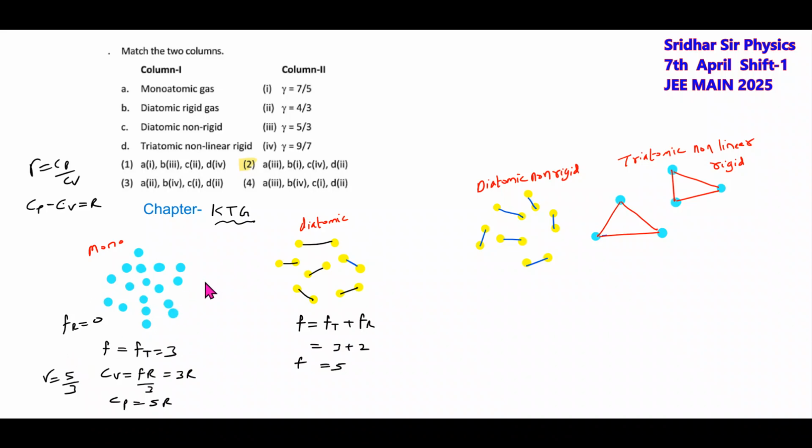This is for monoatomic. Similarly, for diatomic gas, we'll check it. The Cv will be 5R by 2. Cp will be 7R by 2. Gamma will be 7 by 5.